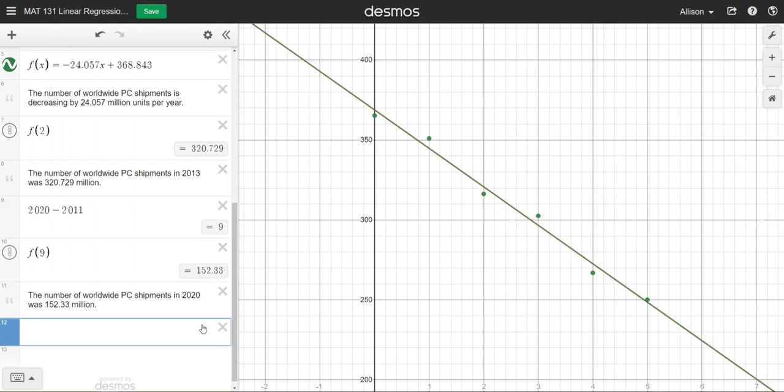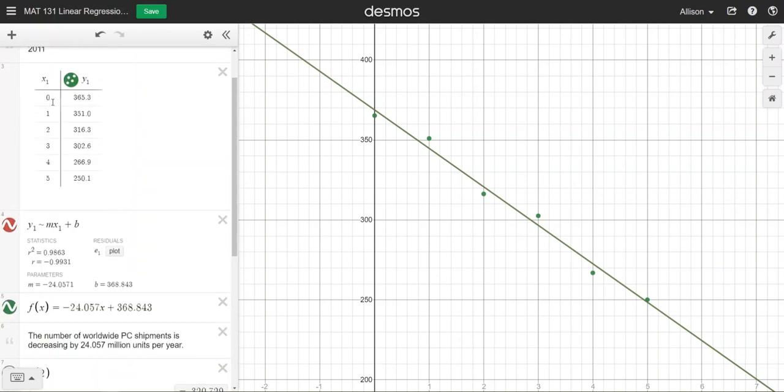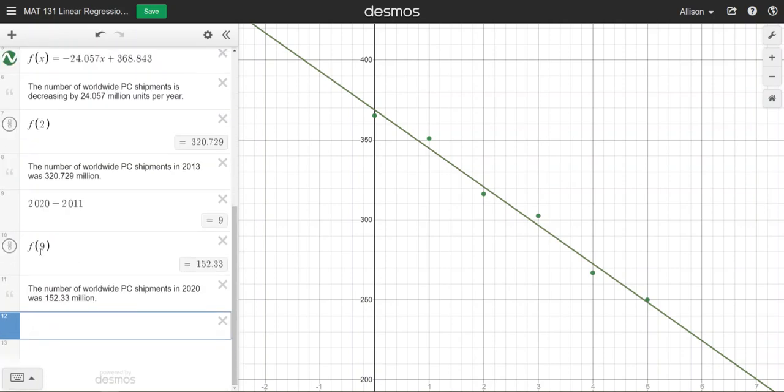Part F, what process was used to make the prediction in part E? And so what they're getting at here is that our table goes up from 2011, 12, 13, 14, 15, 16. So it goes up to 2016. So since 2020 is beyond the edge of the data, this prediction was extrapolation. Okay, so the 2020 prediction was extrapolation because it's beyond the edge of the data set.